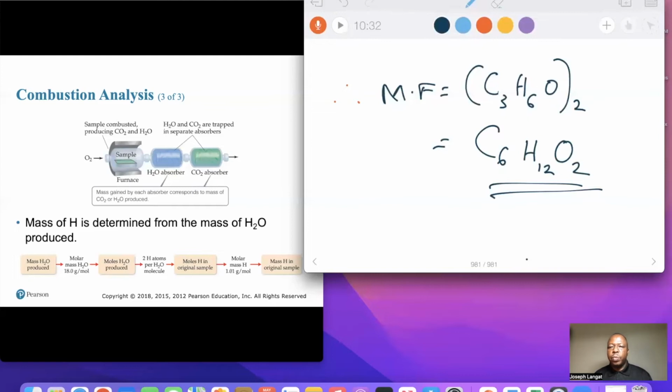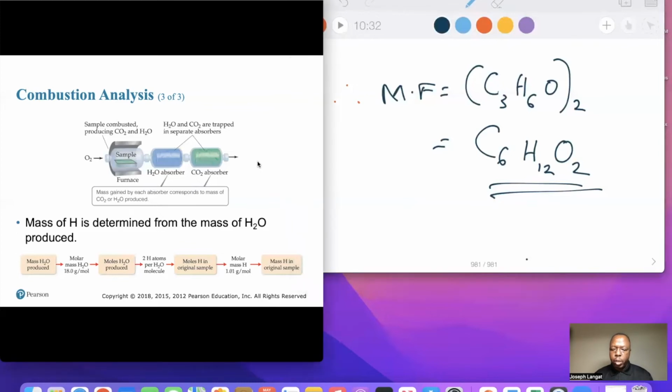So this example illustrates how to use the combustion analysis of a hydrocarbon to determine the empirical formula and molecular formula. I recommend that you do more examples on combustion analysis. You may see in the next exam or next quiz a question asking you to find the molecular formula or empirical formula.